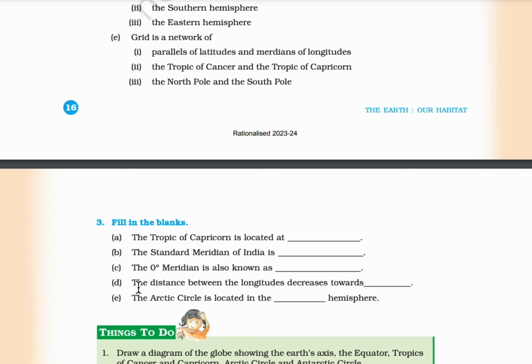Next, the distance between the longitudes decreases towards. As we approach the poles, the distance between the longitudes decreases. So the answer is poles. Next, the Arctic Circle is located in the northern hemisphere. Antarctic Circle is located in the southern hemisphere.